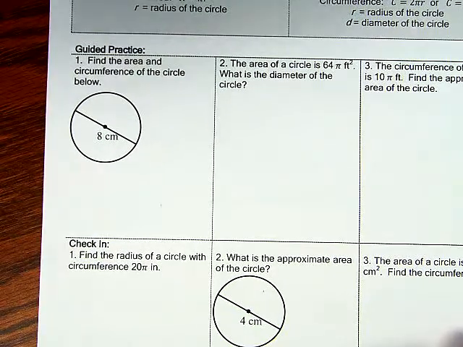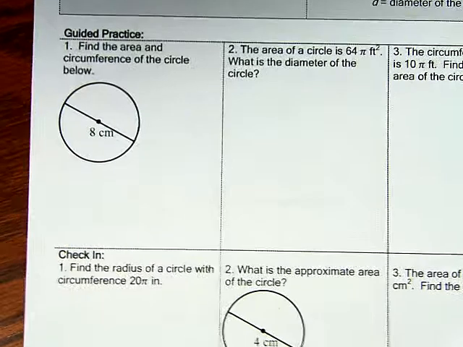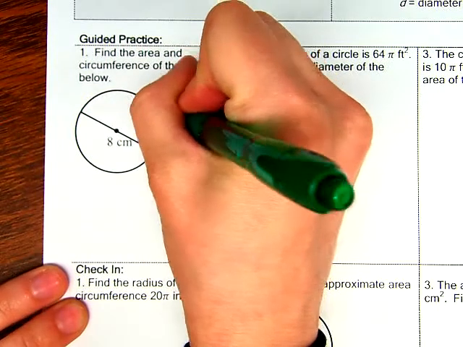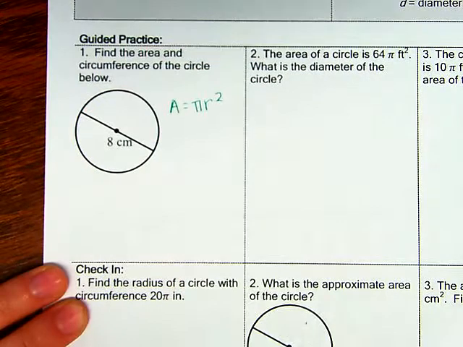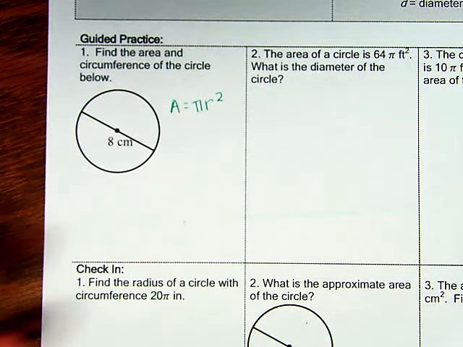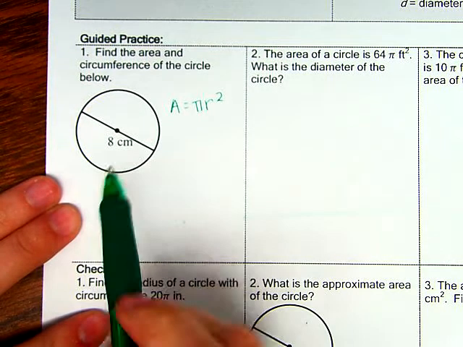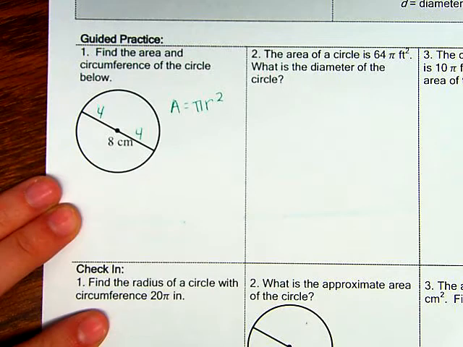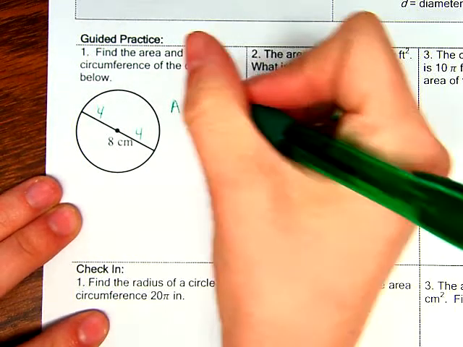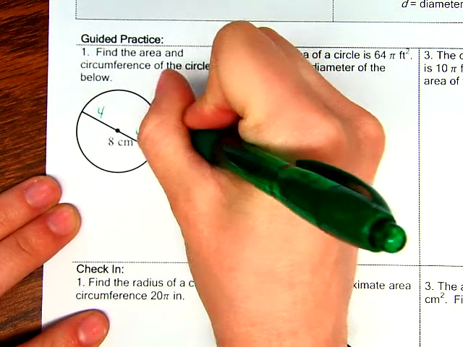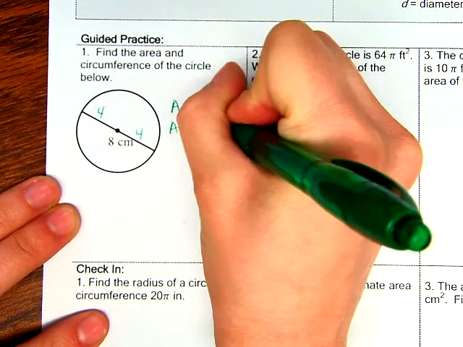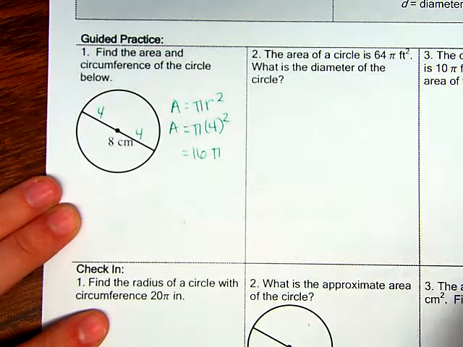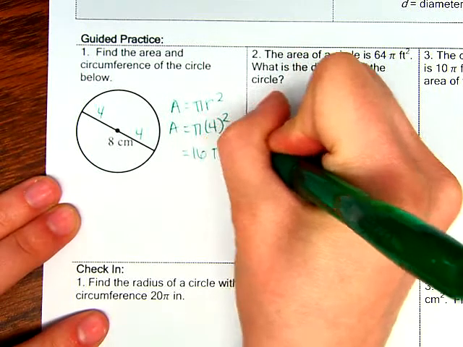So moving on down here, how do we find the area and circumference of the circle below? Well, area is pi times r squared. Here, I'm given the diameter, and I need the radius. So what is half of 8? It's going to be 4 and 4. So that is my radius. So area is equal to pi times 4 squared. Well, 4 squared is 16. So my area is 16 pi, and its units squared.